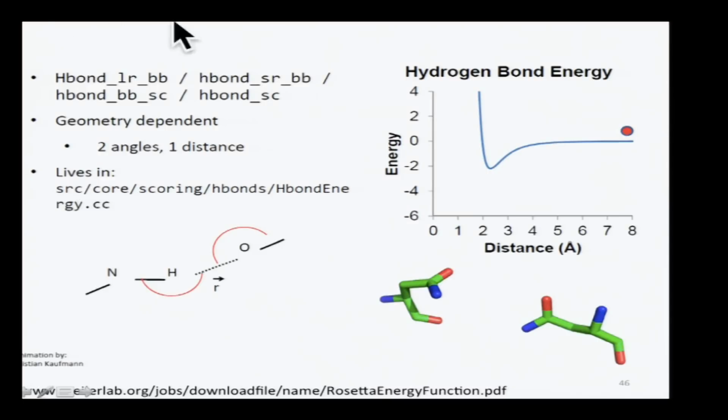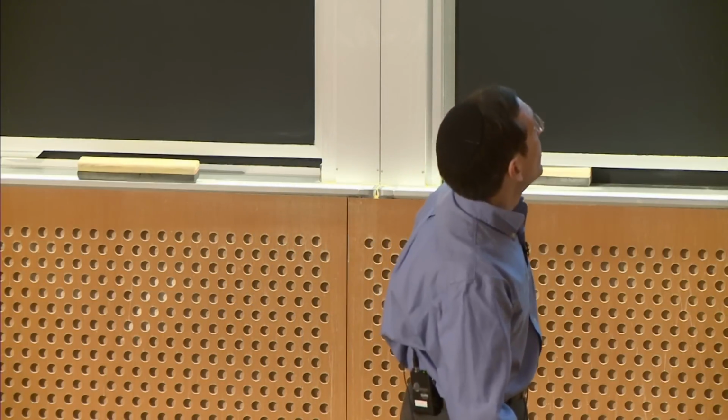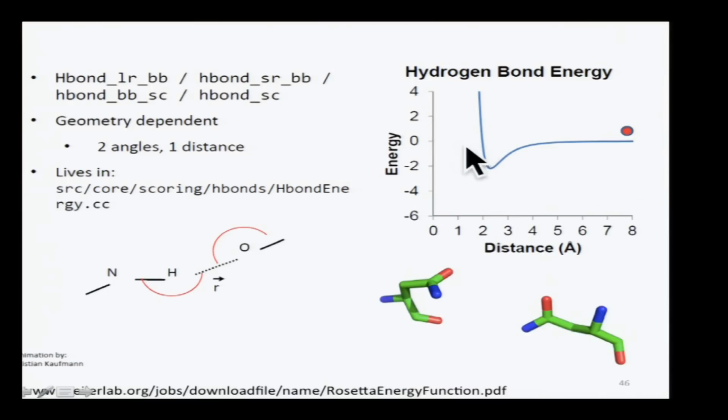So the angle between this atom which has the hydrogen attached and this one which has the free electron pair has to be as close to linear as possible. And the more it deviates from linear, the weaker the hydrogen bond will be. And so this hydrogen bonding potential has terms that describe the distance between the atoms that are donating and accepting the hydrogen, as well as the angle between them.